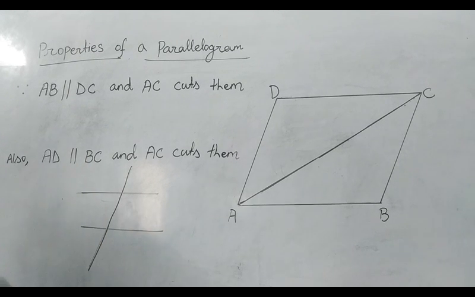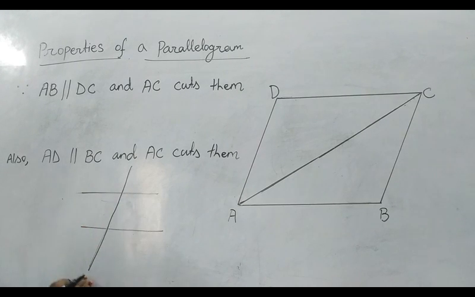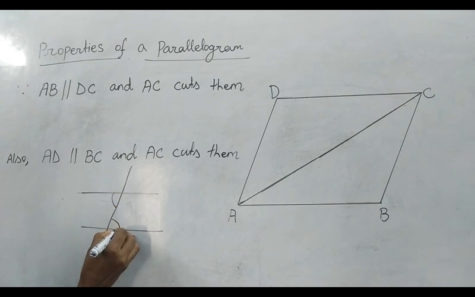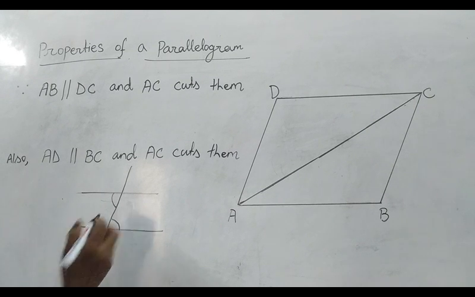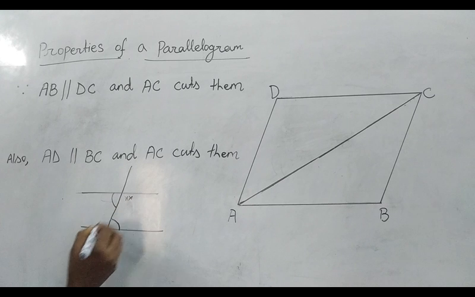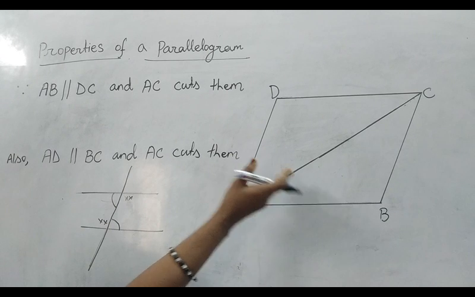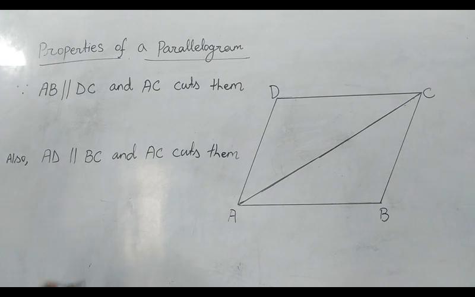So look at the alternate angles, means the alternate interior angles. This angle is equal to this angle. These two angles are equal by the alternate angle, alternate interior angle. Similarly, this angle will be equal to this angle. So this is the property of alternate angles. The same property we are going to study in the case of parallelogram.